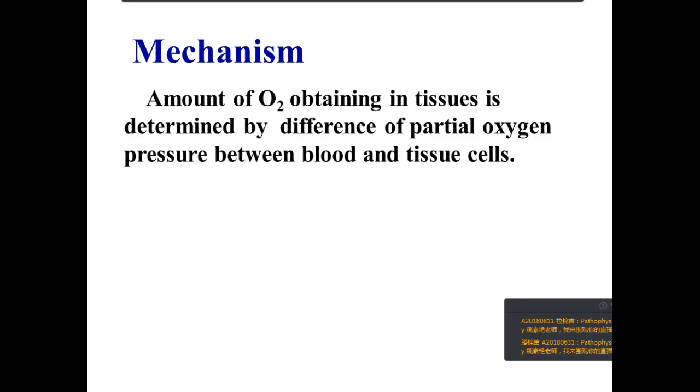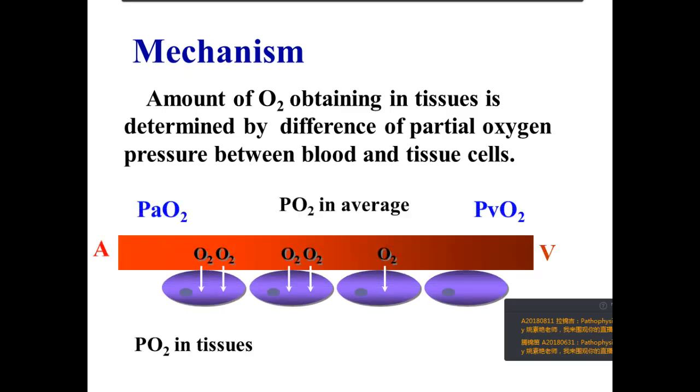Now, mechanism. Why do arteriovenous saturation and arteriovenous difference of oxygen content decrease? Because blood goes from a small artery to a small vein, and in between it is capillary. During the capillary, oxygen moves into the tissue cell.